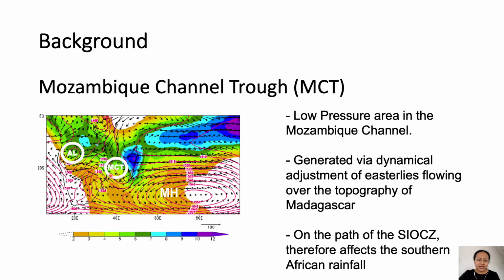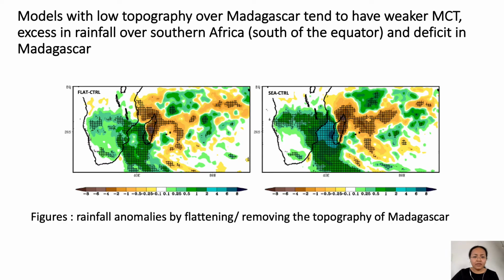MCT is a cyclonic circulation, a low pressure area in the Mozambique channel, and it is known to be generated by the dynamical adjustment of the easterlies from the Indian Ocean over the topography of Madagascar. And it stays on the path of the South Indian Ocean convergence, so it could affect the Southern African rainfall. From previous studies, models with low topography over Madagascar tend to have weak MCT and thus excess rainfall over Southern Africa and deficit in Madagascar.